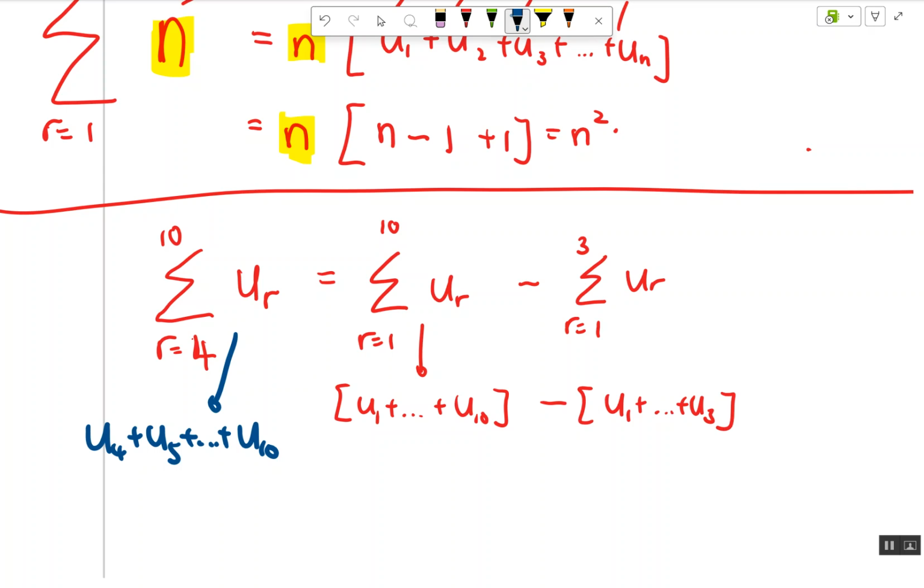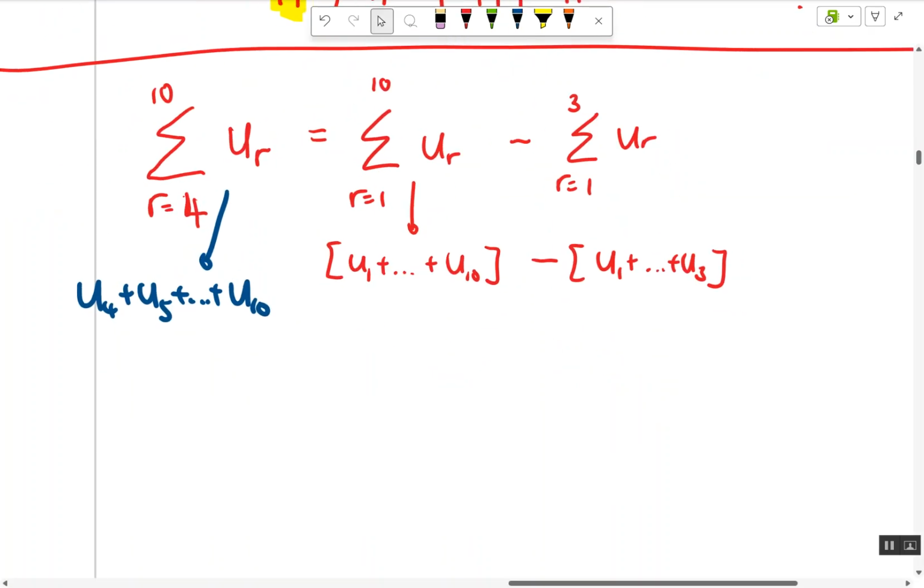So that's why the sum from 4 to 10 is the same as the sum from 1 to 10 minus the sum from 1 to 3.